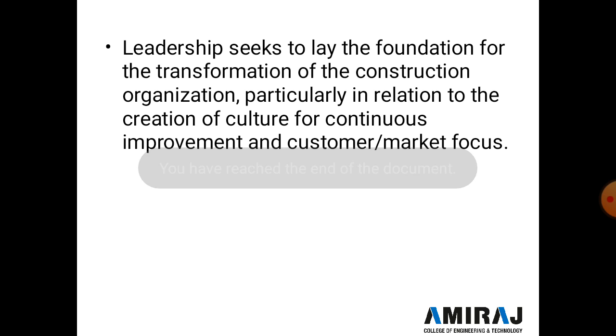Now here we complete our chapter, project organization, and from this chapter one question is asked in the GATE examination.